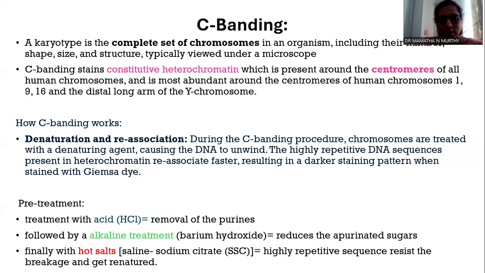The pre-treatment includes treatment with acid. Acids like HCl can be used for the treatment of metaphase chromosomes, which removes the purines in the chromosome. Then it is followed by alkaline treatment. Barium hydroxide can be used for the alkaline treatment, which mainly removes the apurinic sugars. Then finally, the hot salt treatment or hot salt wash is given using saline sodium citrate or SSC. Here the highly repetitive sequences are resistant to breakage and renature. This is the major principle followed in the C banding technique.